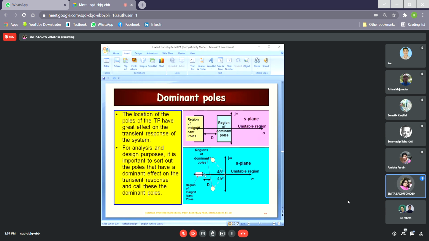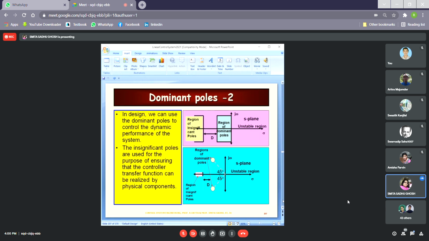Anyway, so basically this portion is the region of insignificant poles, and there is a distance between the two, given as capital D. Now, how much is that? That is going to be stated. As I told you, it's a relative thing, and absolute values are not possible. I'll be doing it in a subsequent slide.